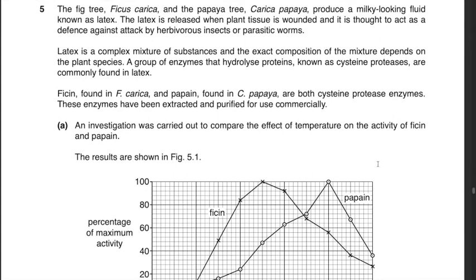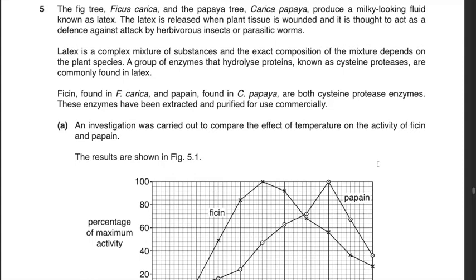Question 5. The fig tree and the papaya tree produce a milky looking fluid known as latex. The latex is released when plant tissue is wounded, and it is thought to act as a defense against attack by herbivorous insects or parasitic worms. Latex is a complex mixture of substances, and the exact composition of the mixture depends on the plant species. A group of enzymes that hydrolyze proteins, known as cysteine proteases, are commonly found in latex. Ficin found in F. carica and papain found in C. papaya are both cysteine protease enzymes. These enzymes have been extracted and purified for use commercially.